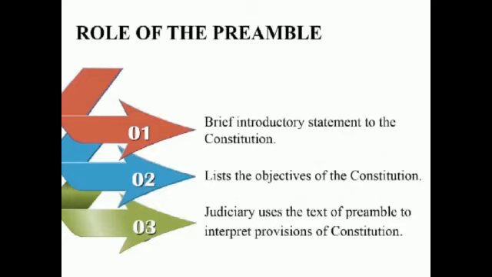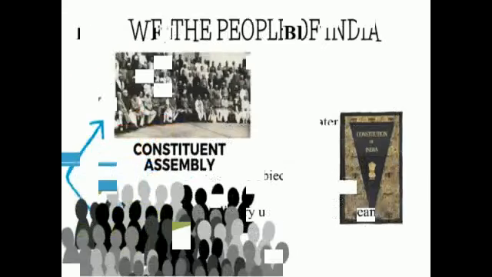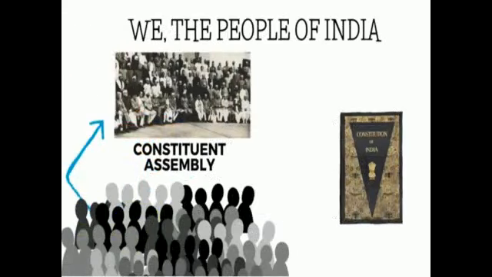Now, we are going to discuss the words used in the preamble of the Constitution one by one. The preamble begins with "We, the people of India." It means the Constitution has been drawn up and enacted by the people through their representatives and not handed down to them by a king or any outside power.